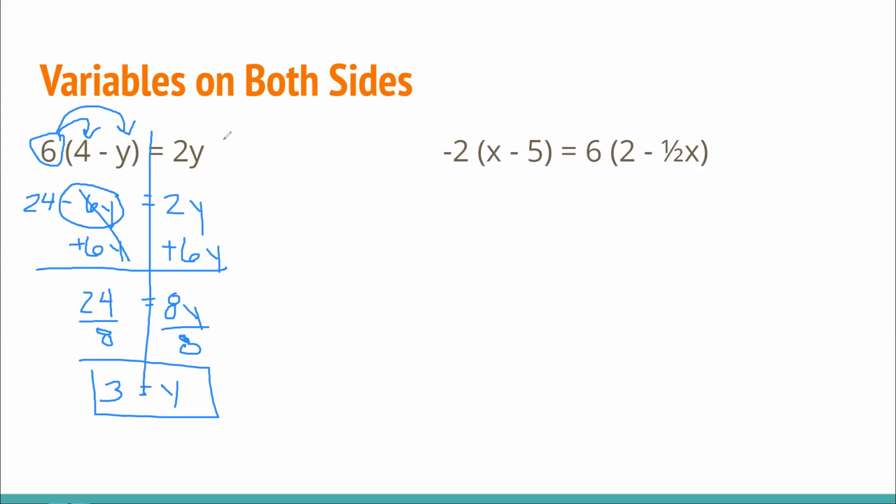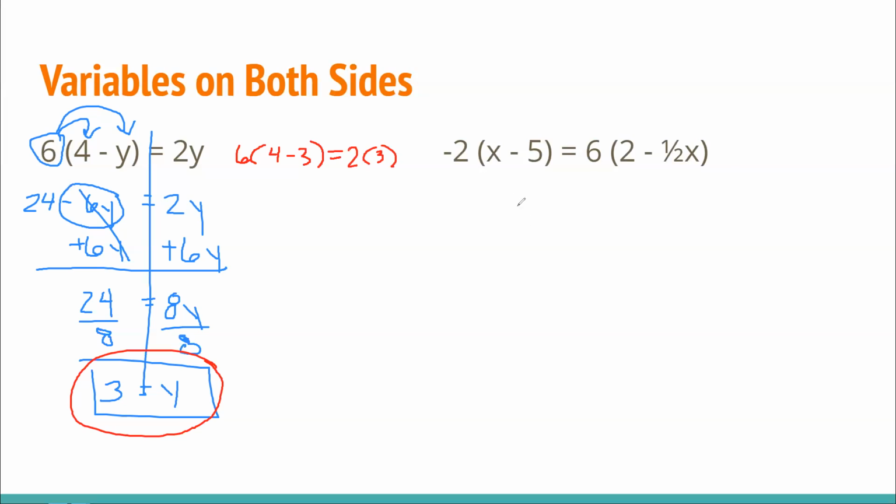I'm going to go in and check my solution. So I've got 6 times the quantity 4 minus 3. I got that 3 instead of the y from right here. It's telling me exactly what y equals, so I'm using that 3. Equals 2 times y, or 2 times 3.